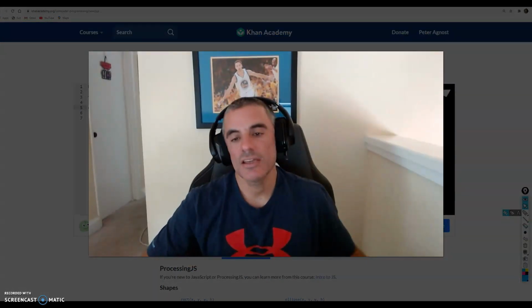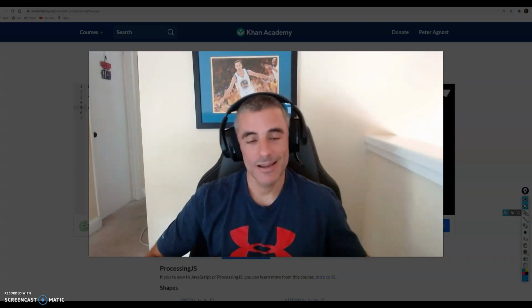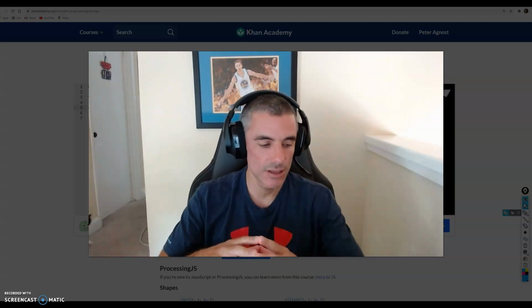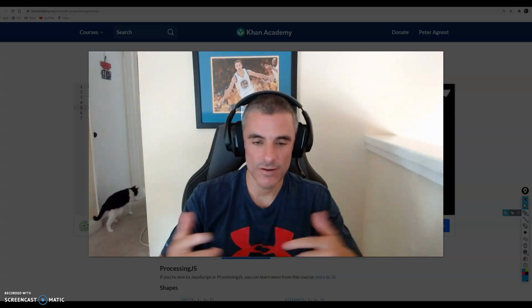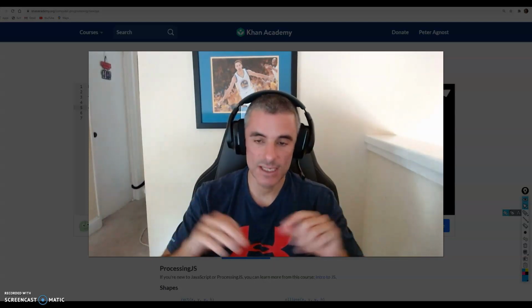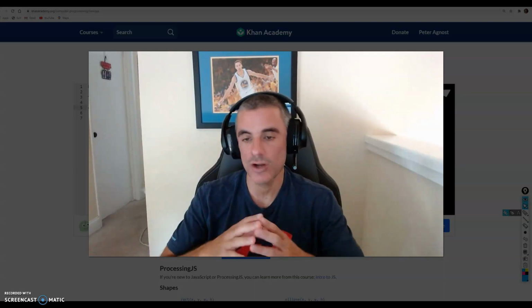Okay, so that is the triangle and a quad. Again, there's nothing fancy to them, right? We don't have a width and a height like we do with the ellipse and the rectangle. We don't have a radius or a way of rounding the corners. We just have a lot of points that we have to keep track of. 3 in the case of a triangle and 4 in the case of a quadrilateral.